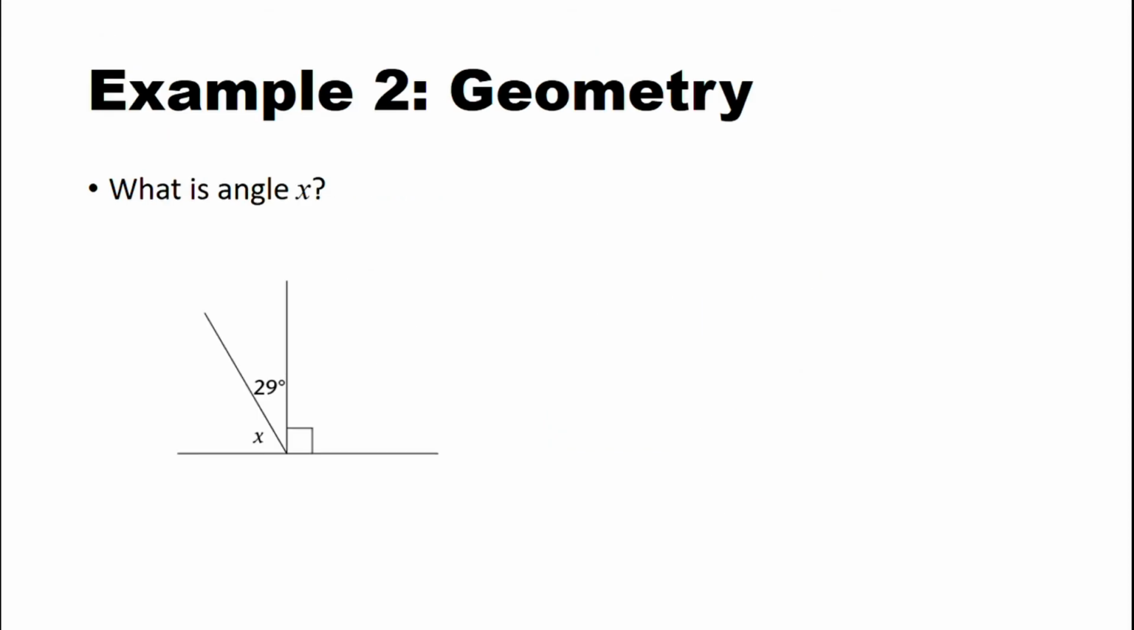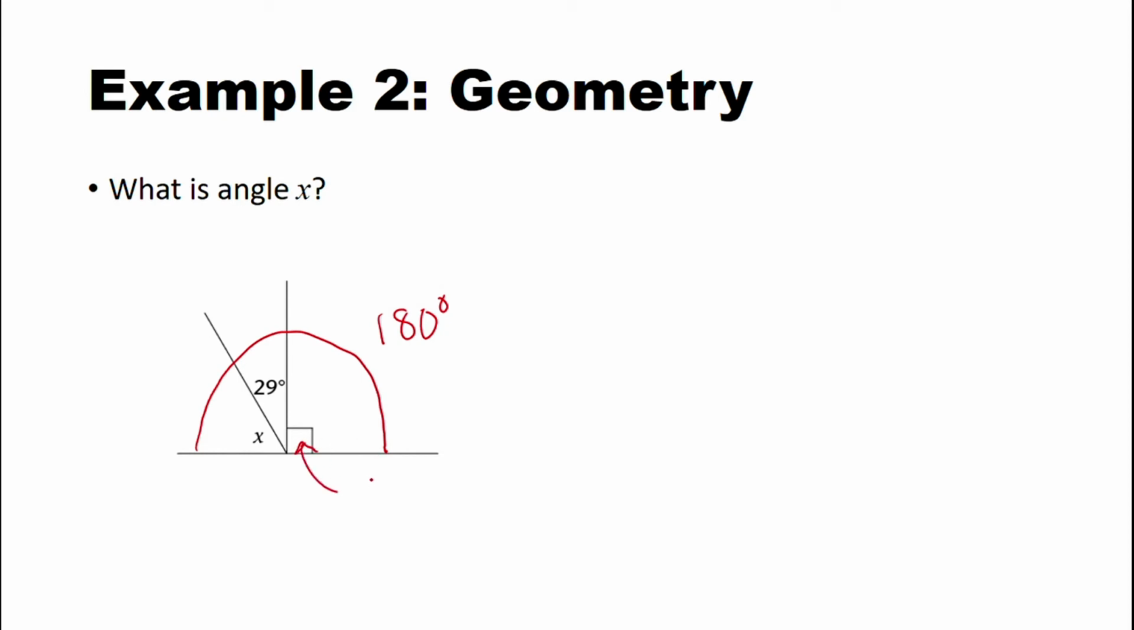So let's look at a problem that you might have seen before. What is angle X? I've got three angles here, and we know that from a straight angle, they all add up to 180 degrees. And so it looks like I don't have enough information here, but we see this symbol, which is really important.